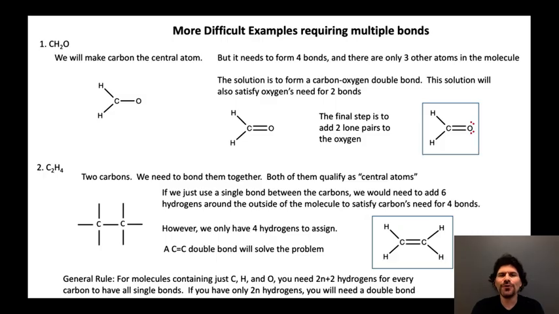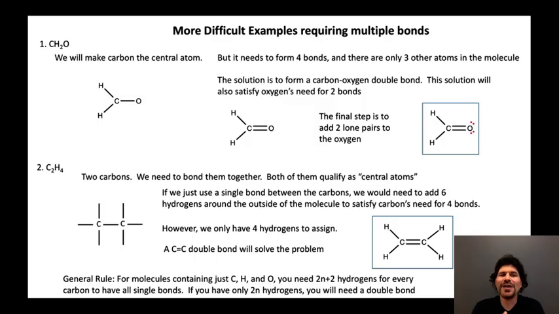So as a general rule, again, this is applying to organic molecules, but for molecules containing just carbon, hydrogen, and oxygen, you need 2n plus 2 hydrogens for every carbon in order for all the bonds to be single bonds. So in the first case, we had C2H6O. So n is 2. There are 2 carbons. 2 times 2 is 4, plus 2 is 6.